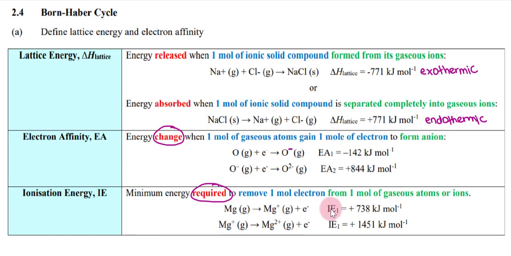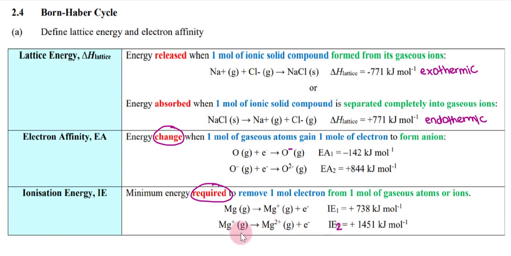For example, the first ionization energy of magnesium: 1 mole of magnesium gaseous atoms produces 1 mole of magnesium ions, Mg+ gas. When you remove 1 mole of electrons from the magnesium atom, you will need 738 kilojoules per mole. But for the second ionization energy, just change it into IE2, we are going to remove 1 mole of electrons from a positively charged magnesium ion, and then it will become Mg2+ gas.